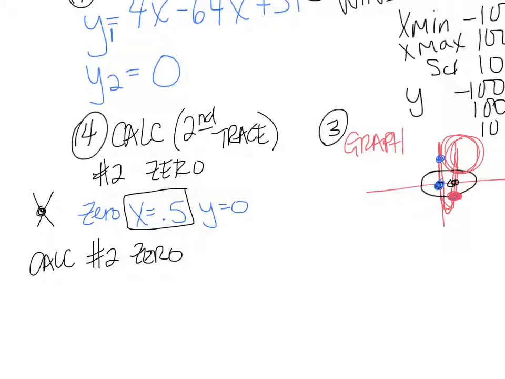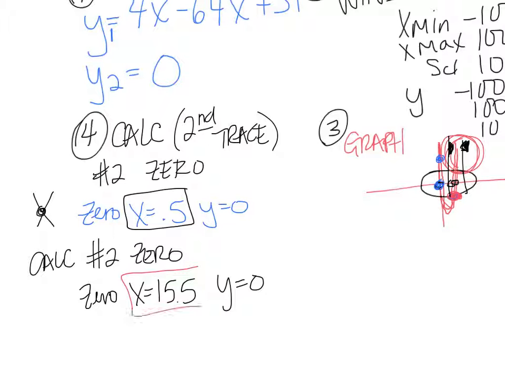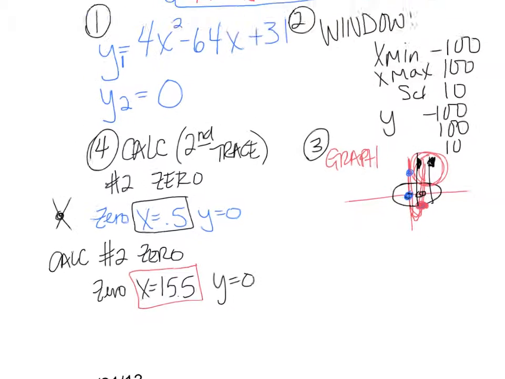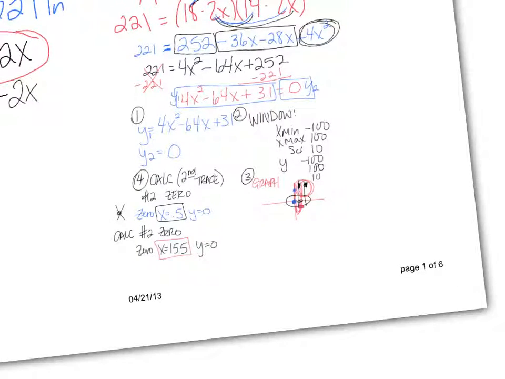And you'll notice that you're going to get an arrow this way, and then an arrow this way. So it's going to be like your left bound and right bound, because you want to know what's the 0 in between those two spots. So then it's going to say guess, you're going to say enter, and then the answer for that one says 0, x equals 15.5, y equals 0. So this is your other answer. So just like with most quadratics, we ended up with 2 answers.